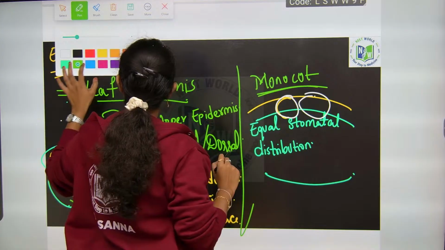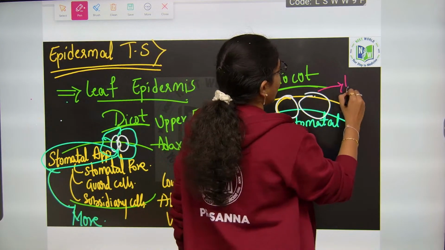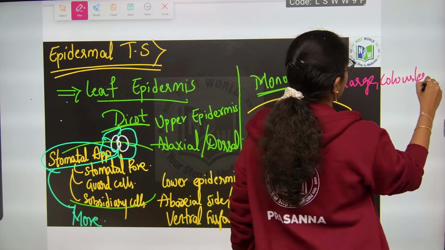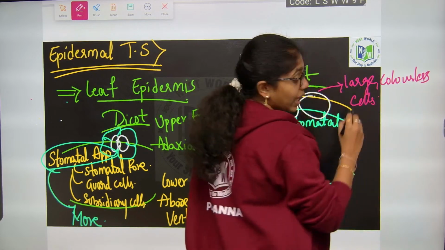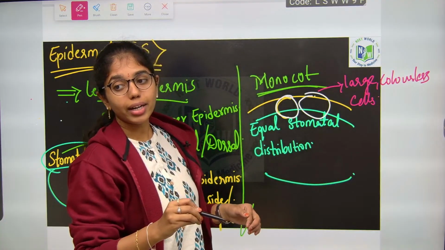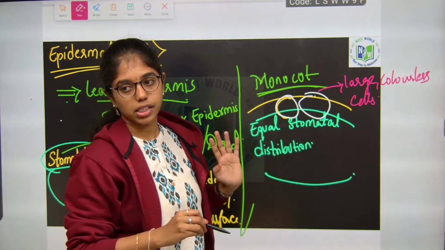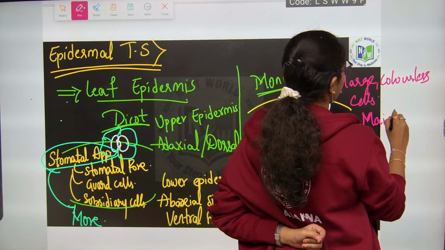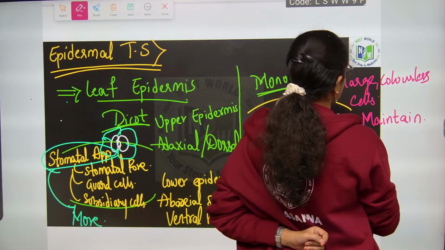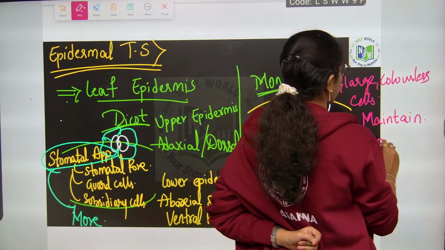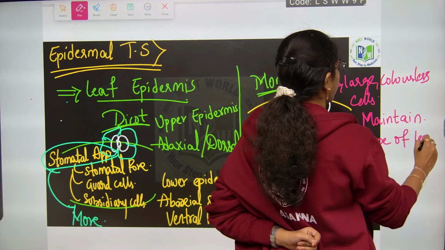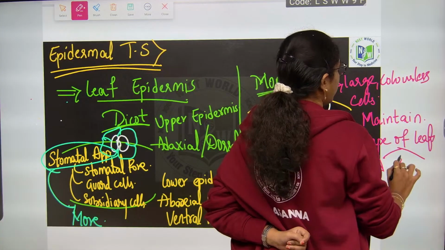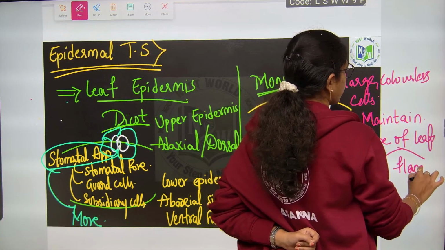Bulliform cells are large colorless cells. They will maintain the shape of the monocot leaf both in turgid and flaccid conditions. They will maintain the shape of the leaf both in turgid and flaccid conditions.